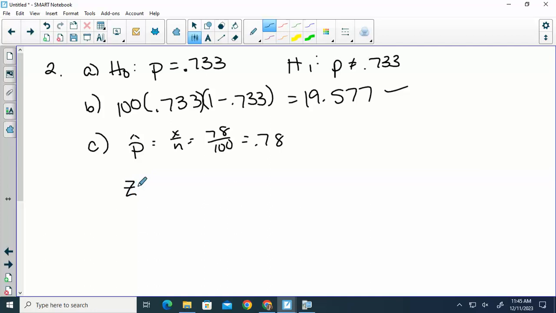So our Z-score is P hat, or our value, minus the P of the null, divided by the square root of... And do you guys know where this is on your formula sheet? That's really what it comes down to. You don't have to necessarily have it memorized. You just have to know where to find it.